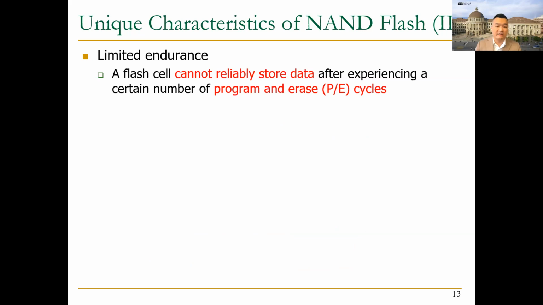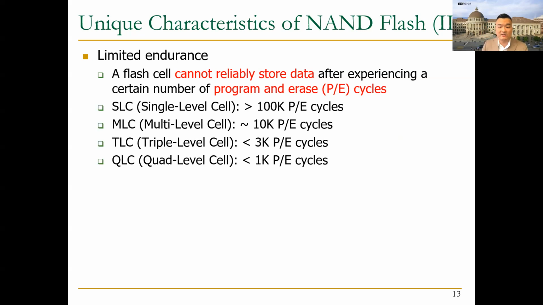So another important characteristic of NAND flash memory is that it has limited endurance, meaning that a flash cell becomes unable to store data reliably after experiencing a certain number of program and erase operations, or P/E cycles in short. And this limited endurance problem becomes more serious as manufacturers adopt aggressive multi-level cell techniques that store multiple bits in a single memory cell, thereby increasing the chip density without semiconductor process scaling.